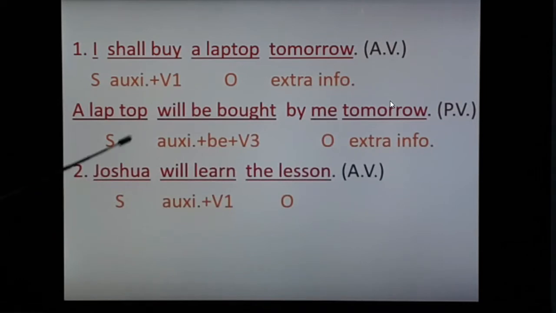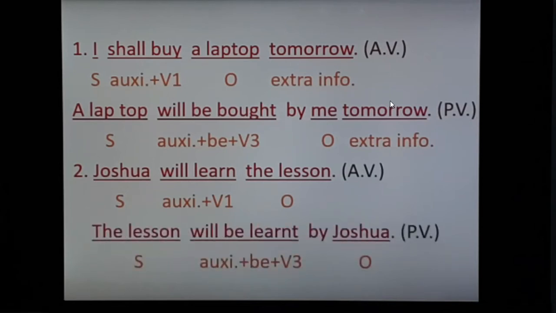Next, Joshua will learn the lesson. So subject, object, verb. First, Joshua, subject; will, auxiliary verb; learn, V1 form; the lesson, that is an object. This is active voice. Why? Because by is not given and V3 form is not mentioned.